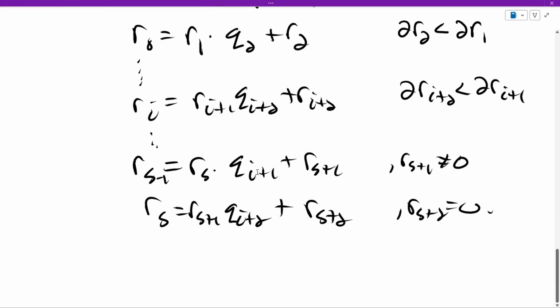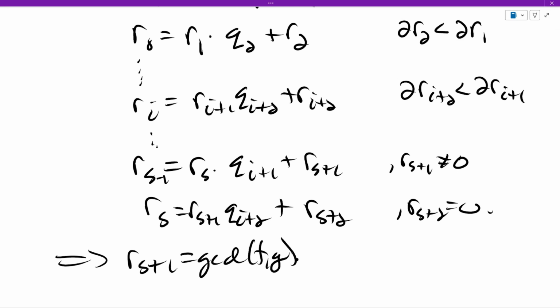The Euclidean algorithm says then that r_{s+1}, the previous remainder, is the GCD of f and g. So the division algorithm is used repeatedly to get a bunch of remainders, and you keep dividing the new remainder into the old one until eventually you get 0. And when you get 0, the GCD is the previous remainder.